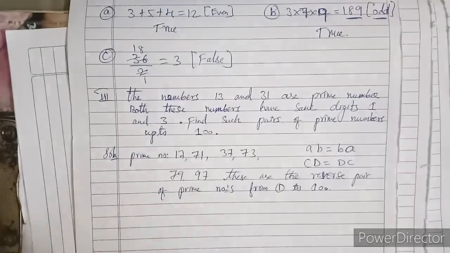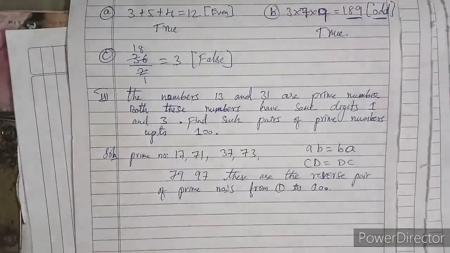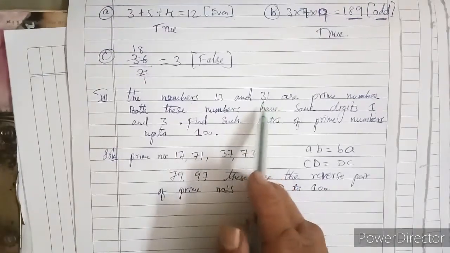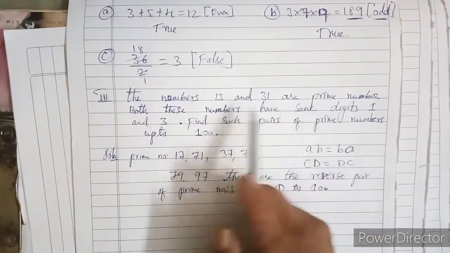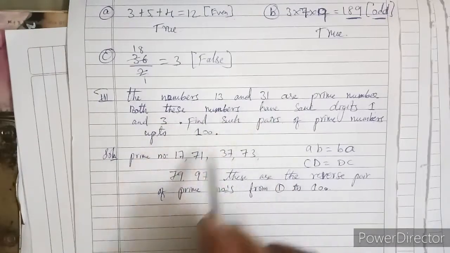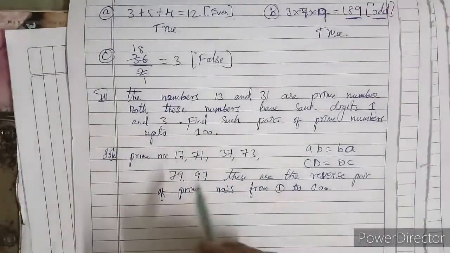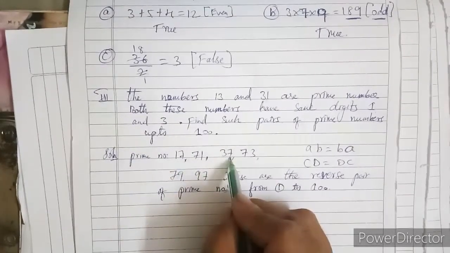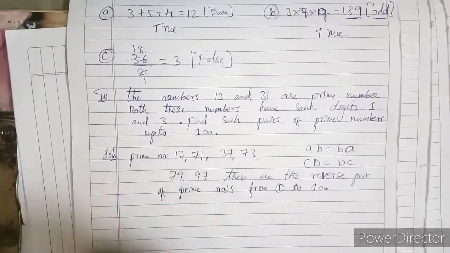These are the prime numbers we will get from 1 to 100. Like that, 13 and 31 are also there, but we will not include them in this question. Already they have given the pair, so that's why we will not include them. The next numbers we will take from the given numbers: 17 and 71, 37 and 73, 79 and 97.